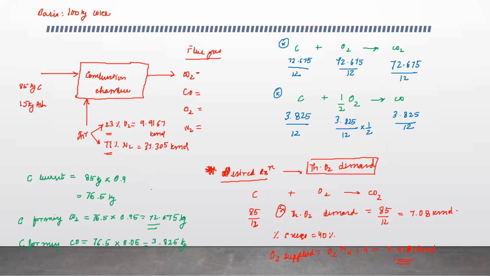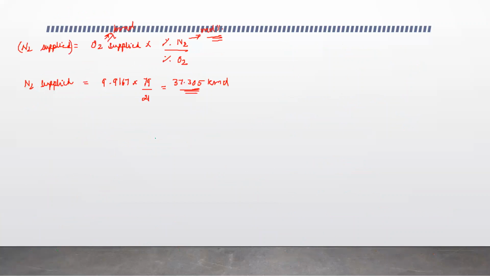All right. Now, as I told you, nitrogen never ever reacts in combustion. So whatever nitrogen we have supplied here, the same is going to come out here. So it is going to be 37.305 kilomoles. You don't need to worry about that. It's always going to be the same 37.305. All right. So when we have this, we'll move on further.